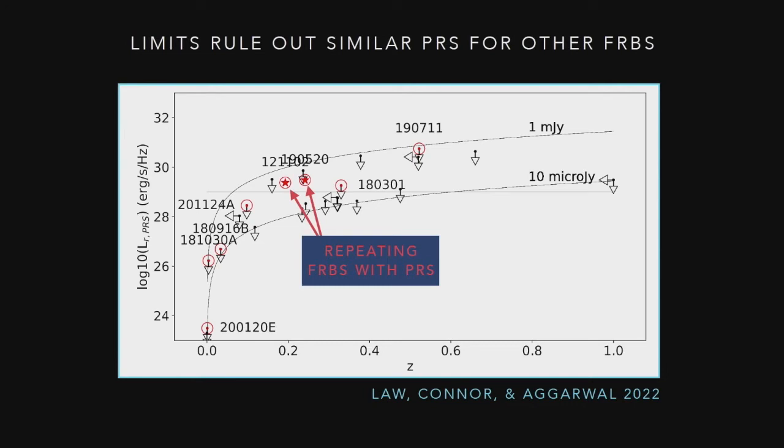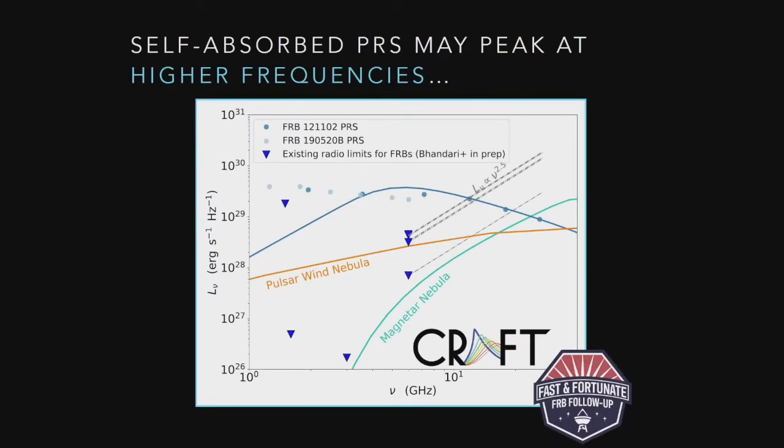However, when we look at the population of localized events, we see that such radio sources are definitely not ubiquitous. This plot is showing limits on the radio luminosity for localized events as a function of their redshift. You can see that we're now probing luminosities well below the 121102 PRS and finding that there are no such radio sources.